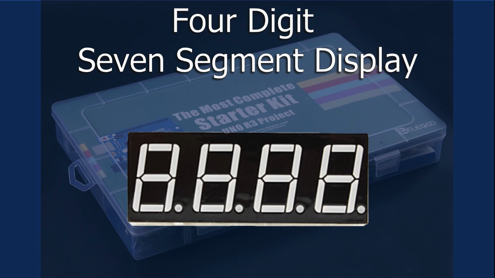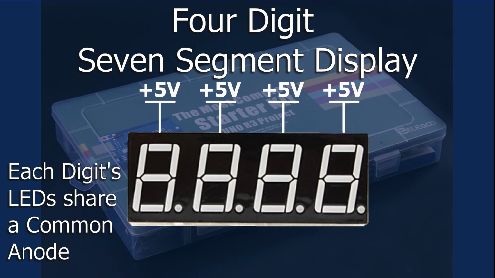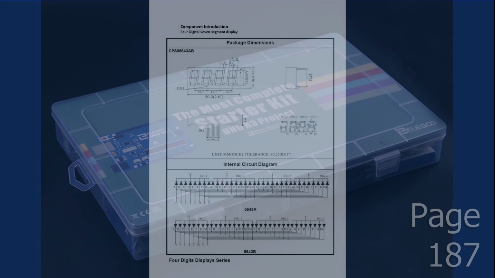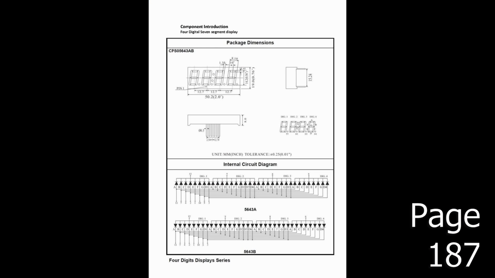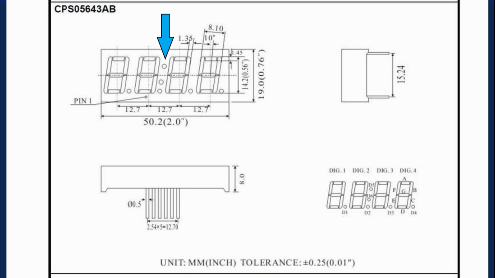The 4-digit 7-segment display provided in the kit is a 5641AS common cathode type, which simply means that each digit's LEDs share a common ground, much like the 7-segment display in Lesson 27. There's also a common anode version that shares a common source, but is not included in the kit. Unfortunately, the tutorial's manufacturer's illustration, shown on page 187, is kinda incorrect. The version that is shown has an additional colon and has a wrong part number. However, the remaining information is close enough.